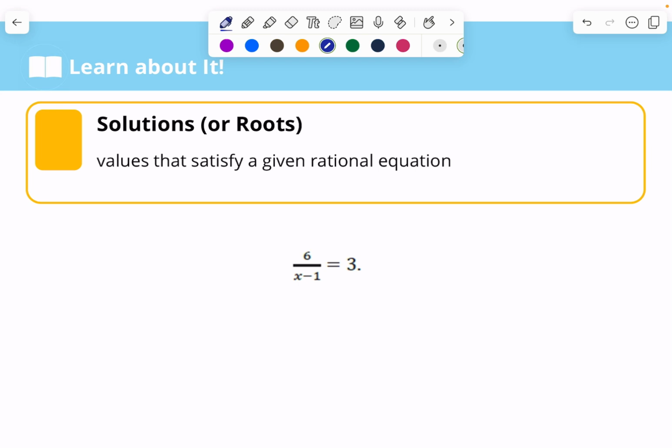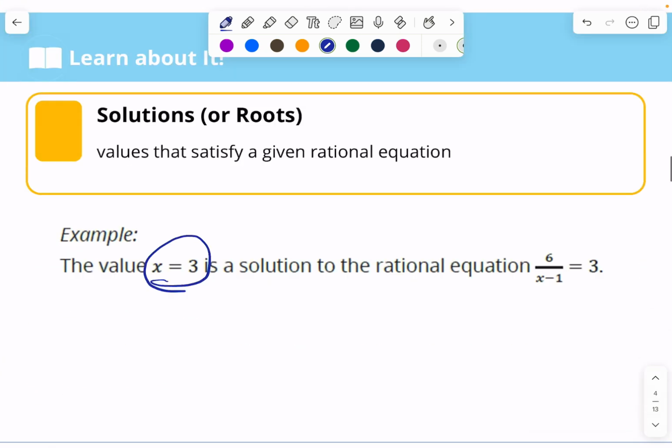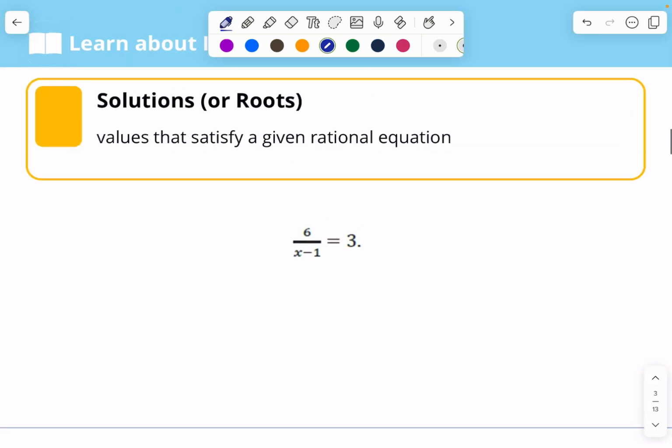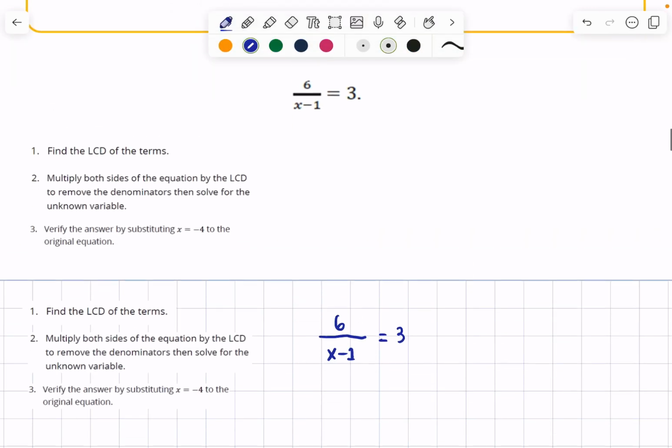For example, in our equation, 6 over x minus 1 is equal to 3, the value or root of this equation is x is equal to 3. Now, how did we get that solution or root? Let's have the following steps. The first one is to find the LCD of the terms. Next is to multiply the LCD to both sides, and then verify the answer to see if that solution is an extraneous solution or not. Now let's go to the example.